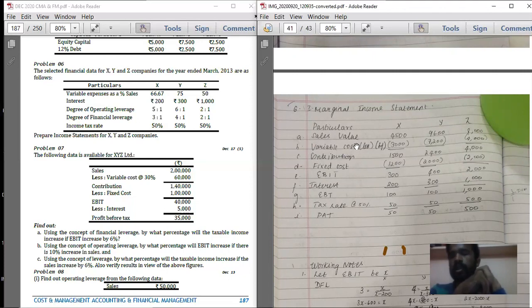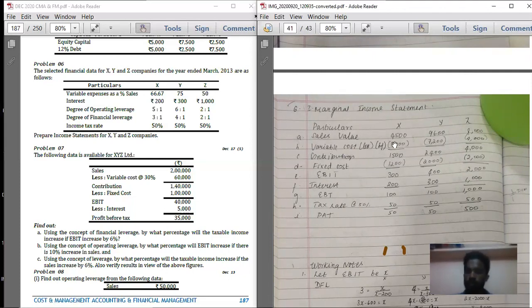4500, 9600 and 8000 rupees. Now, what is variable cost? It is a balancing figure. That is sales value minus contribution, you will get variable cost, because sales value minus variable cost is equal to contribution. If variable cost goes to that side, it will become positive, and contribution come to the left hand side, it will become negative. So sales minus contribution, you will get variable cost.